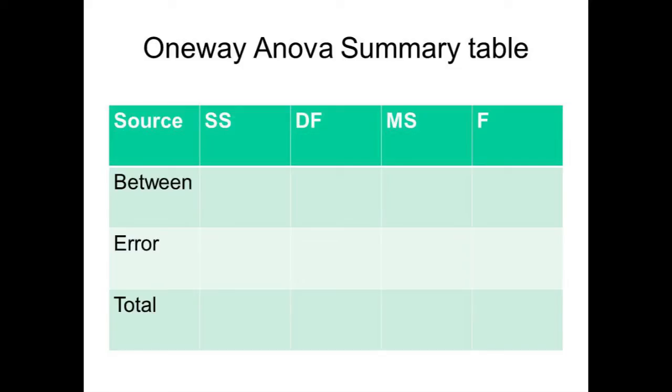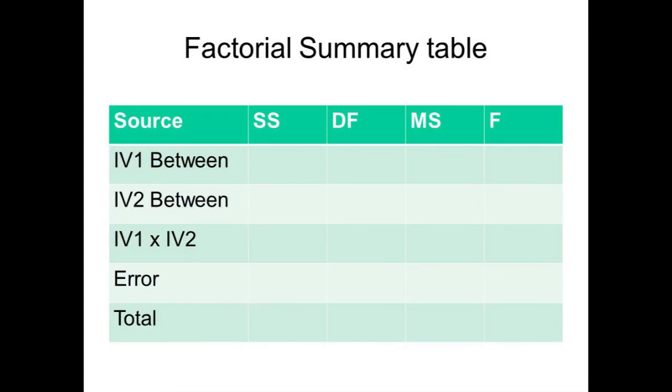This was our summary table for the one-way. We're going to take the exact same thing and just add some rows so that we can break down that between variability into multiple chunks. Here we go. Now we can account for the between variability in three different ways: the variability that is systematically related to independent variable 1, the variability that's systematically related to independent variable 2, and the variability that is systematically related to how they work together.